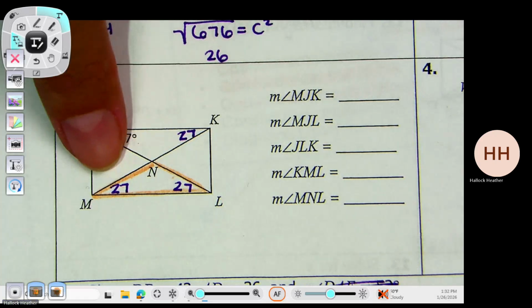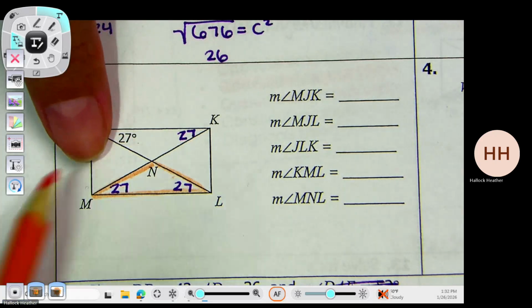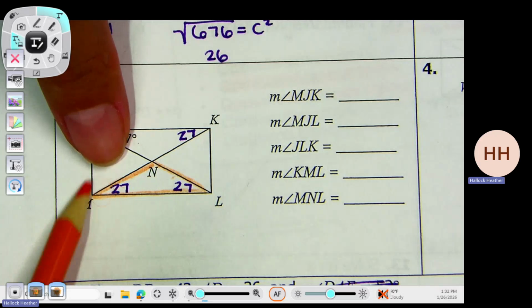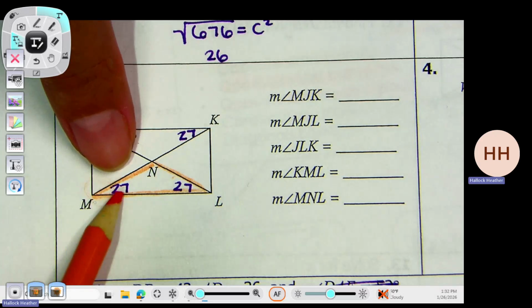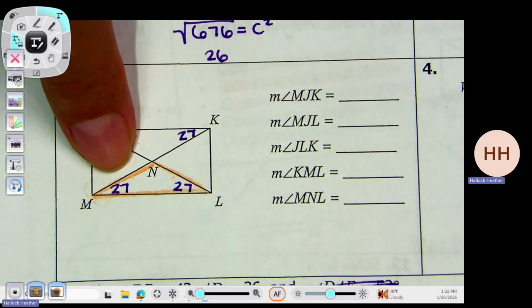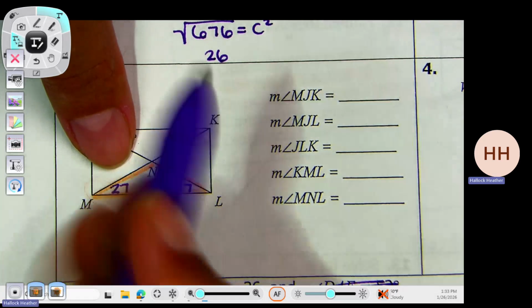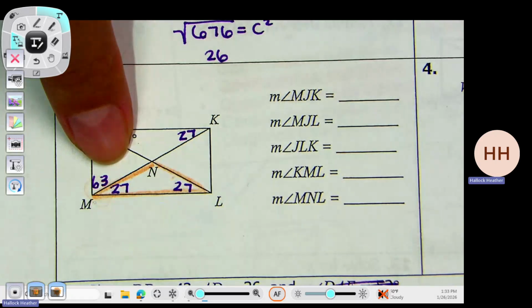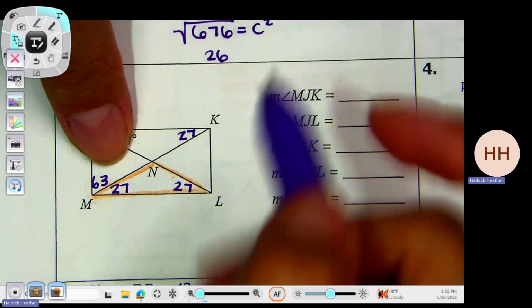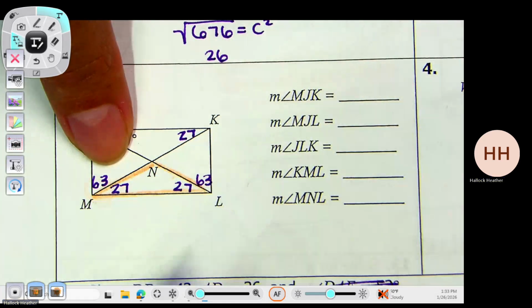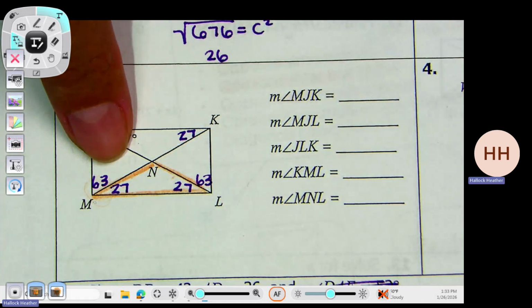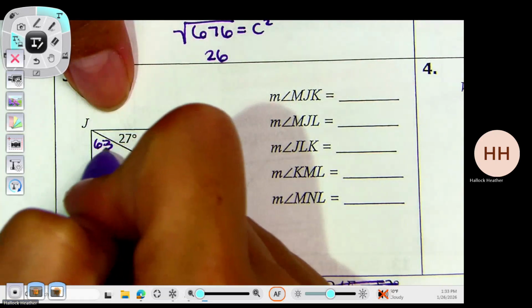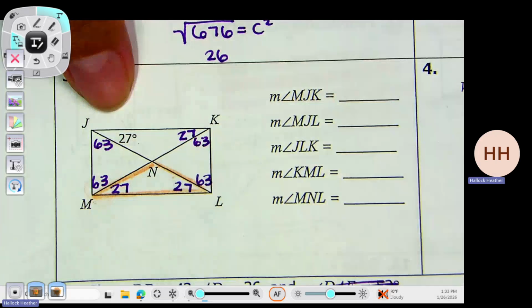So not 54. If a corner makes 90 in total, 27 plus what makes 90? 63. Right? Okay. Where else can 63 go? Opposite side. 63 can also go right above it, because each corner makes 90.